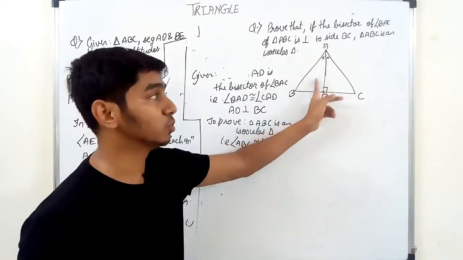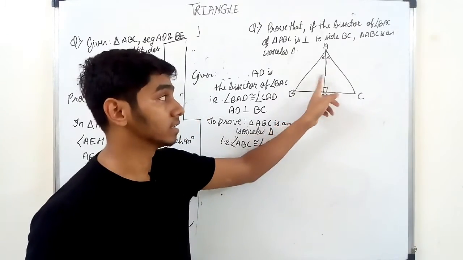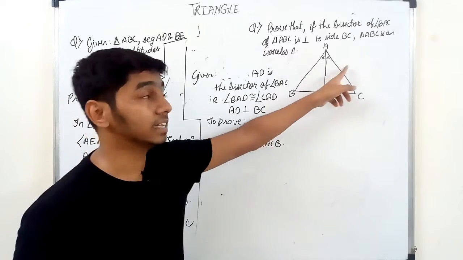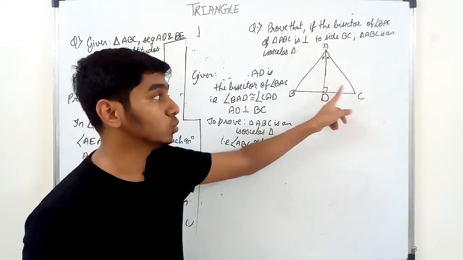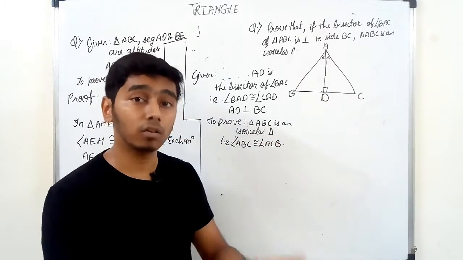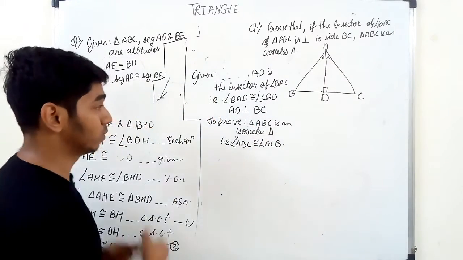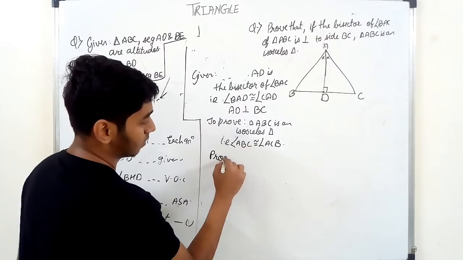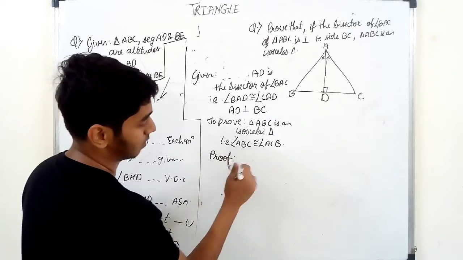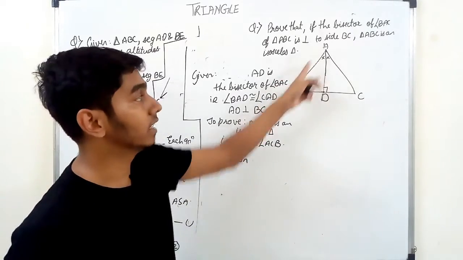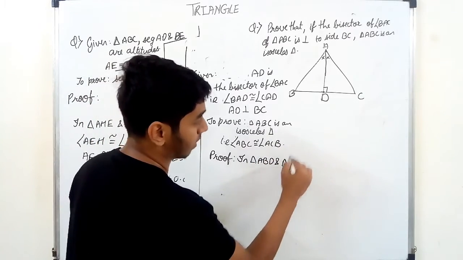So first we'll take these two triangles, we'll try to prove them congruent, and if we are able to prove these two triangles congruent by CSCT, we can say that this side and this side are congruent, or by CACT these two angles will also be congruent. If they are congruent, then this is an isosceles triangle. So let's see how we do the proof. We consider triangle ABD and triangle ACD.